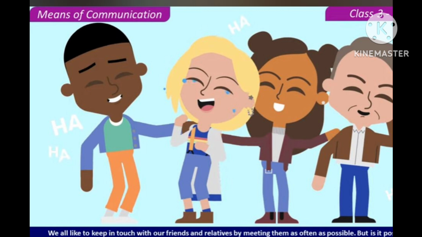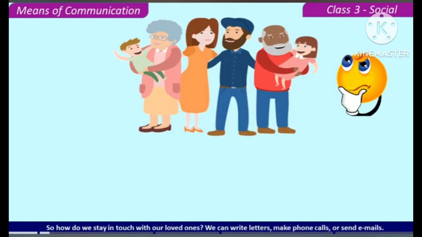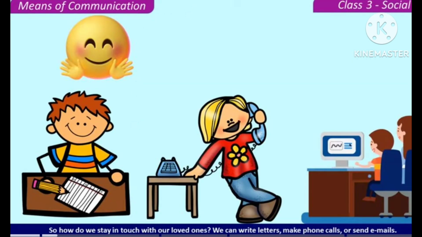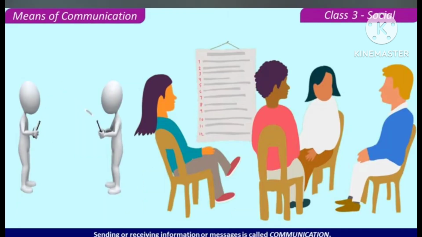So we all like to keep in touch with our friends and relatives by meeting them as often as possible. But it is not always possible to meet them. So how do we stay in touch with our loved ones? We can write letters, make phone calls, or send emails. Yes or no? So sending or receiving information or messages is called communication.